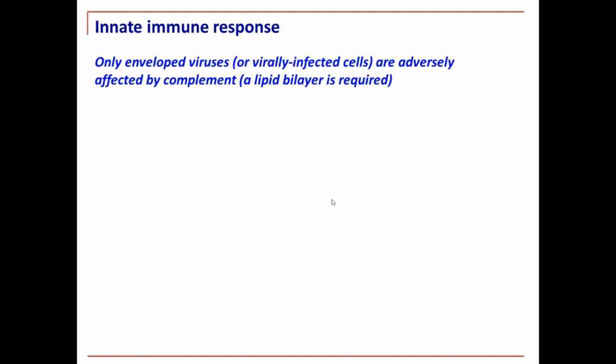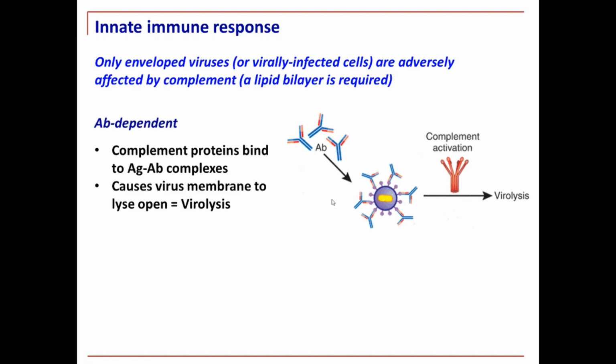And so only enveloped viruses, so those are ones that have got a lipid envelope, or virally infected cells, are adversely affected by complement. Because, like I said, a lipid bilayer is required. There are some viruses, an example I gave you earlier was rotavirus, that don't have a lipid envelope surrounding it, helping to protect it. And so if we're thinking about complement, we have the antibody-dependent pathway.